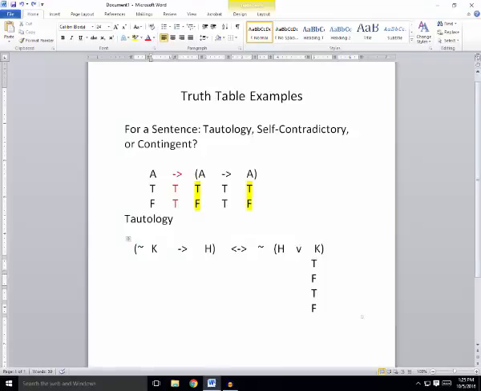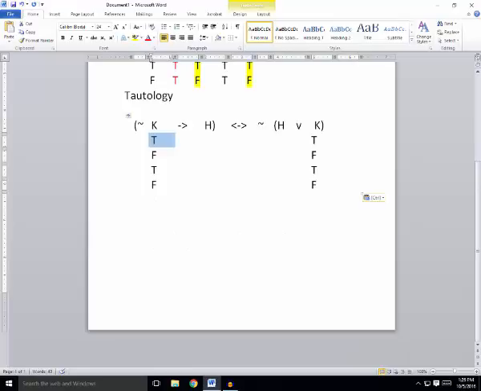And I'll put the same values for K over on the where it appears at the beginning of the sentence, and then I'll alternate by 2's for H. Now the setup is complete, and I'm going to compute the values for the operators. Following the order of operations, parentheses, tilde, I can do either set of parentheses first, and I'll just start with the one on the left here.